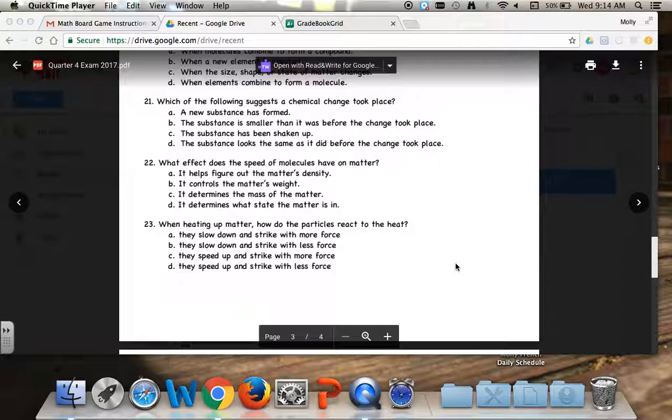Number 22. What effect does the speed of molecules have on matter? A. It helps figure out the matter's density. B. It controls the matter's weight. C. It determines the mass of matter. Or D. It determines what state the matter is in. Number 23. When heating up matter, how do the particles react to the heat? A. They slow down and strike with more force. B. They slow down and strike with less force. C. They speed up and strike with more force. Or D. They speed up and strike with less force.